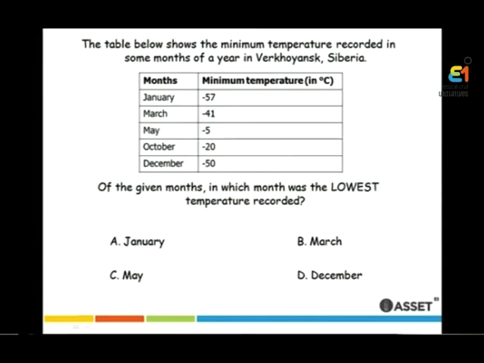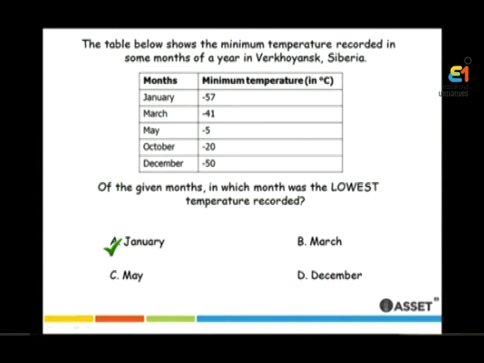Let us give some questions which are trying to capture this misconception. This question was asked to students of grade 6 in an ASSET paper. It reads: the table below shows the minimum temperature recorded in some months of a year in Siberia. Of the given months, in which month was the lowest temperature recorded? Option A, January. Option B, March. Option C, May. Option D, December. The correct answer is option A, January, as -57 degrees is the lowest of all the given temperatures.